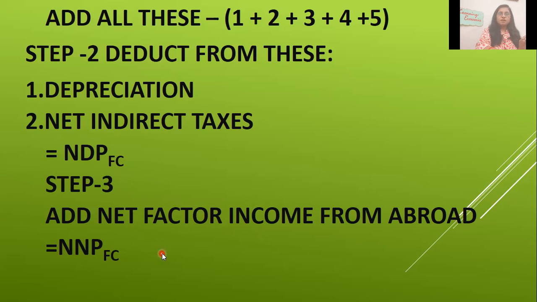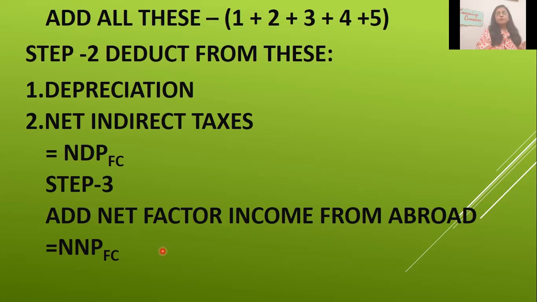There may be a question in which there might not be 1 or 2 components, but don't confuse yourself. Just add whatever is given, and then you have to deduct depreciation and net indirect taxes. You will find NDPFC, and when you add net factor income from abroad, you will find NNPFC.